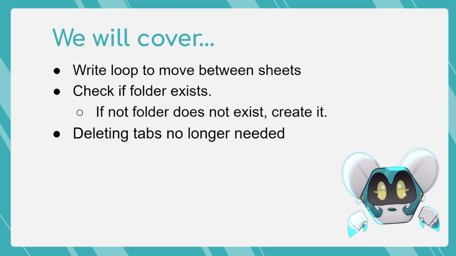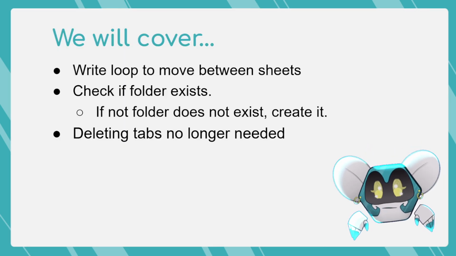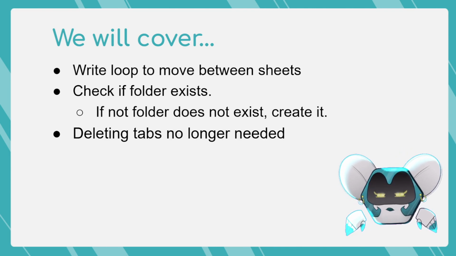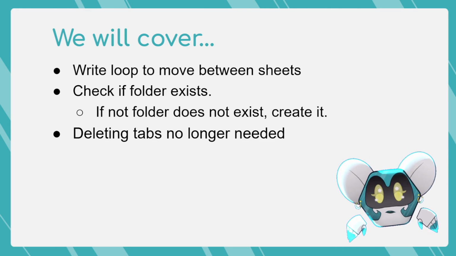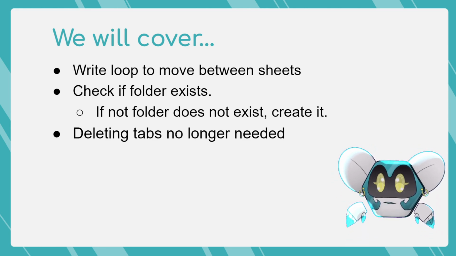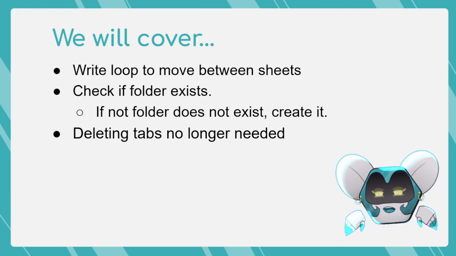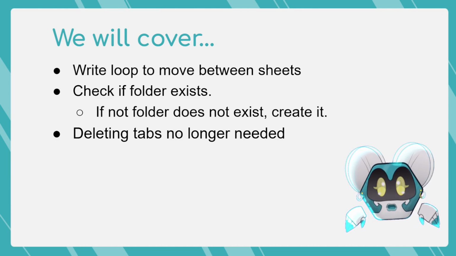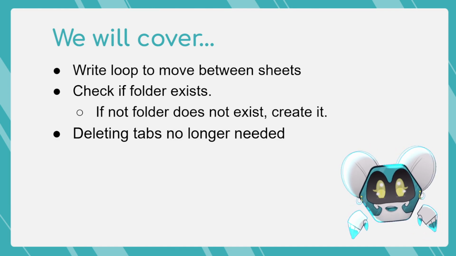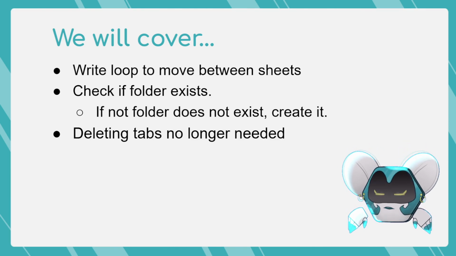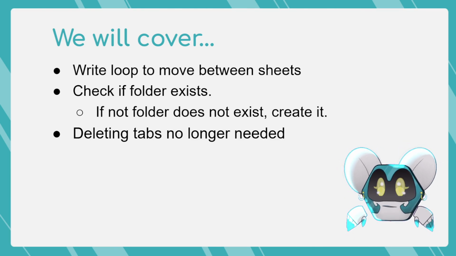Today's video is going to be a continuation of our last VBA tutorial. Today we're going to go over a loop that'll allow us to work between all the sheets in a workbook. We're going to save each tab as their own workbook, and not only that, but save them within their own custom folder. If the folder does not exist, we will create it, and at the end, we will delete the sheets to clean up our macro for future use.